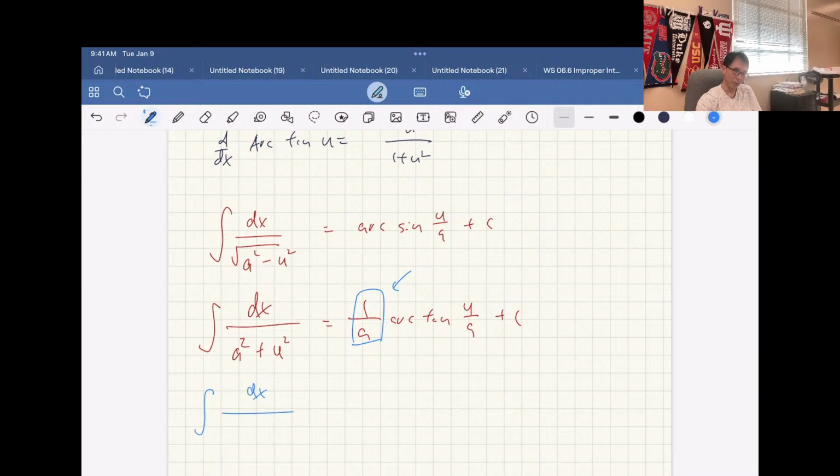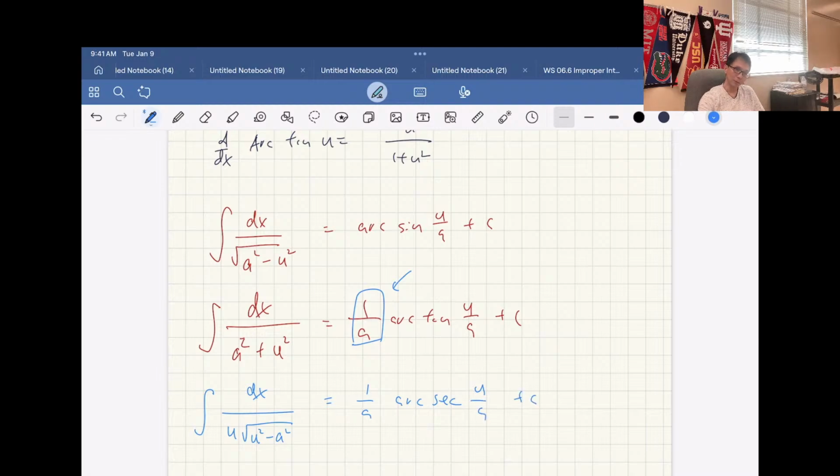So for the next one, it's going to be integration of du over u square root of u squared minus a squared. This one's going to be 1 over a arc secant of u over a plus c.